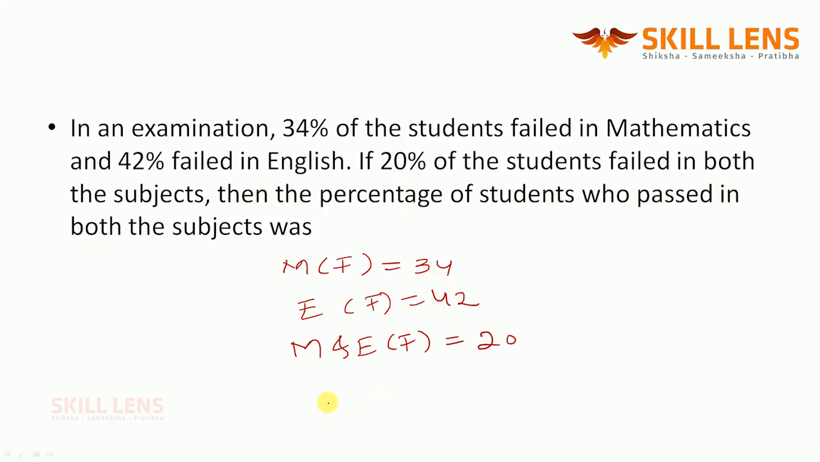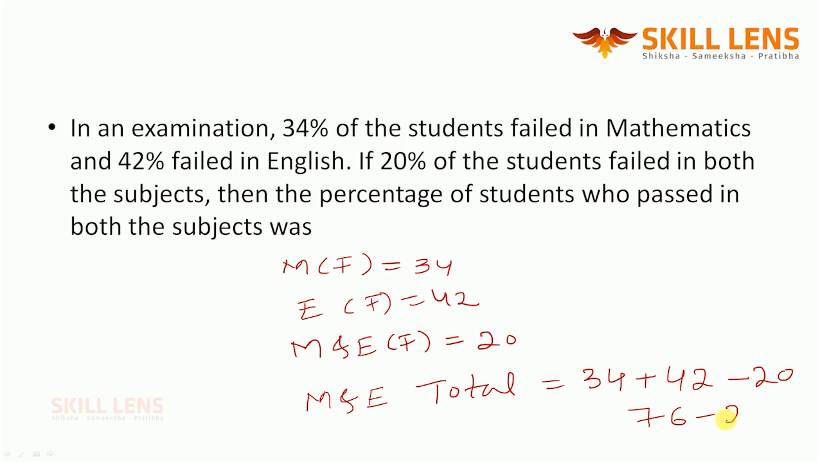Now I want to calculate: maths and English both are failed by 20. What is the total fail? The total fail is going to be 34 plus 42 minus 20. So this is 76 minus 20, that will give you 56%.